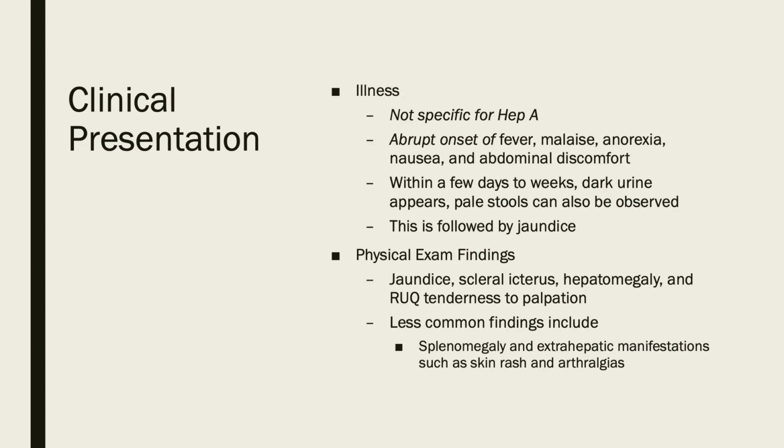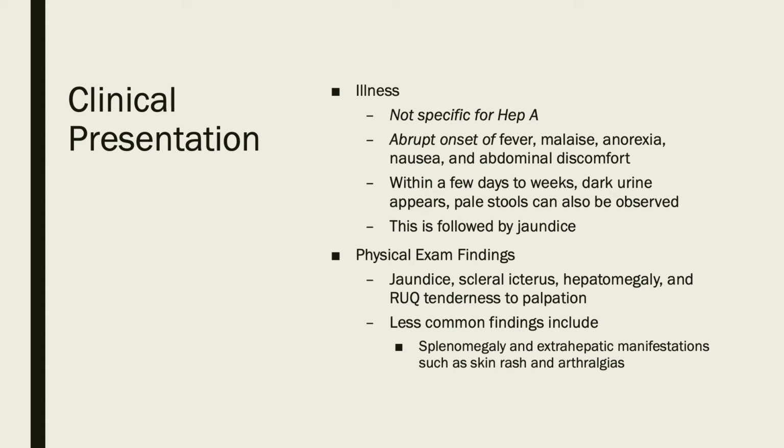So for the illness, like I said earlier, it's not specific for Hep A. A lot of the hepatitis viruses present in the same way, but looking at clinical illness presentation, you have abrupt onset of fever, malaise, anorexia, nausea, and abdominal discomfort. Within a few days to weeks, you will then note dark urine, and pale stools can also be observed. This is followed then by the clinical presentation of jaundice.